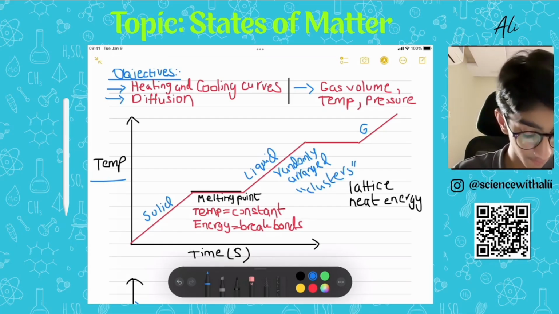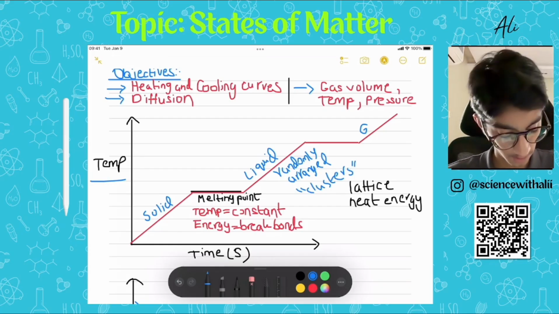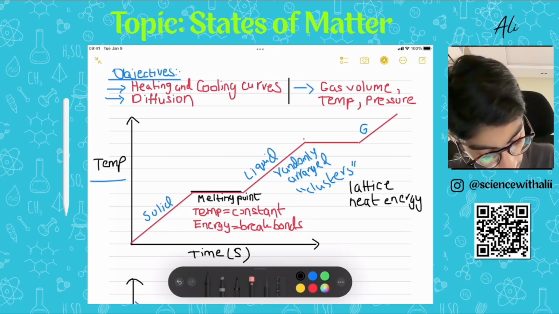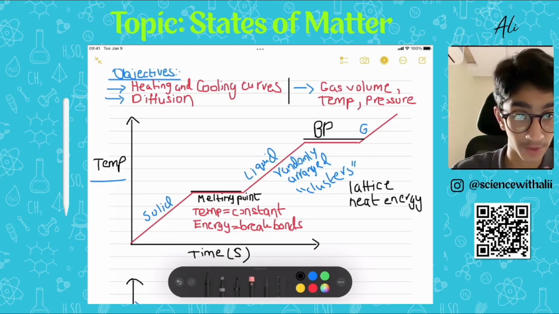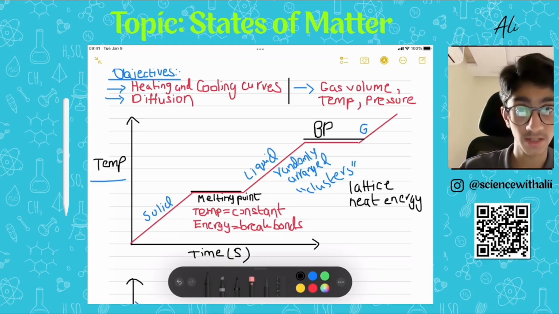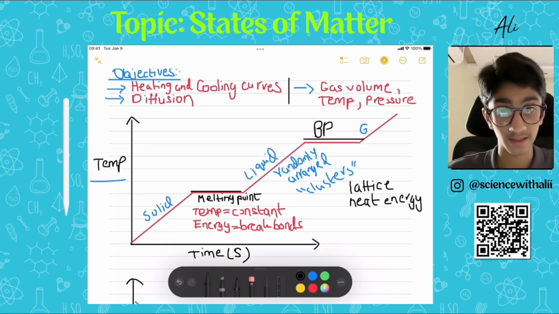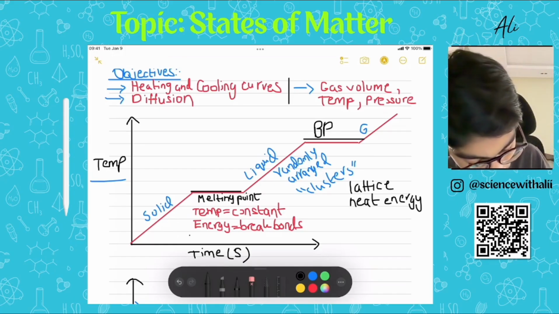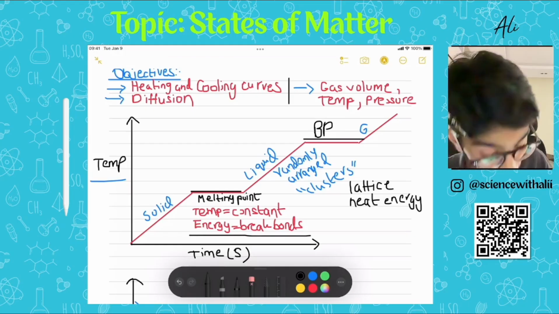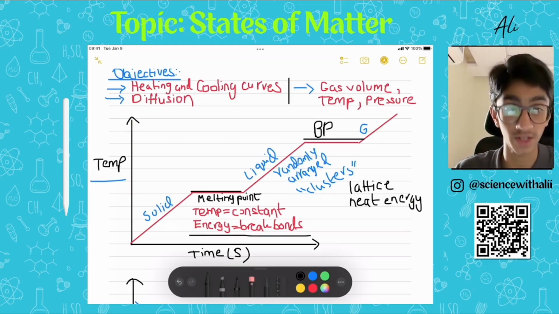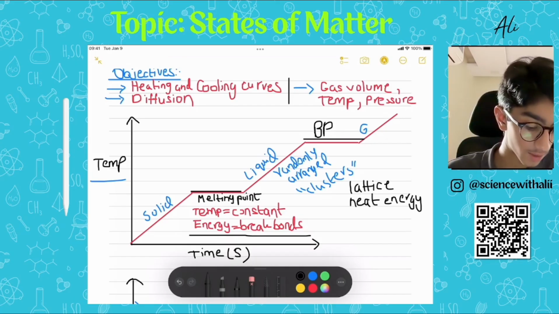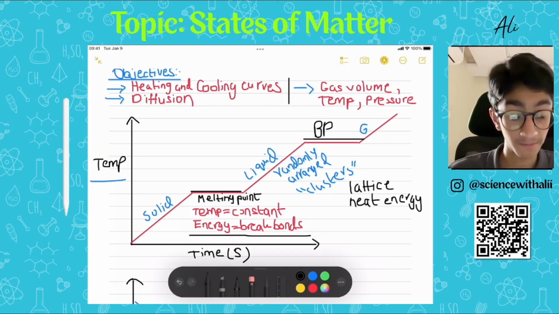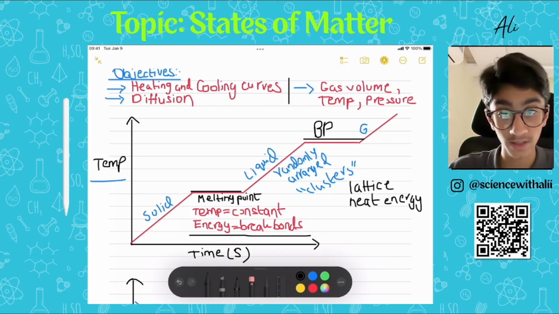Now at the boiling point, it changes from liquid to gas. This right here is called the boiling point. I've written it as BP, okay? The temperature stays constant because heat is breaking the force between the particles. As I have written over here, the energy which would be going to the temperature increase is now going to the breaking of the bonds, meaning that the temperature is not rising.